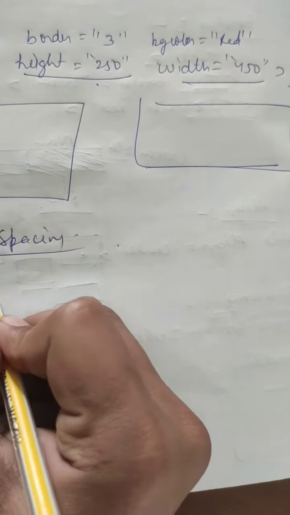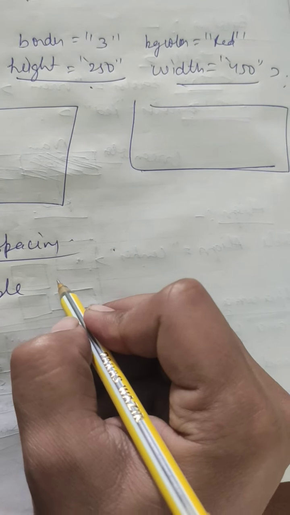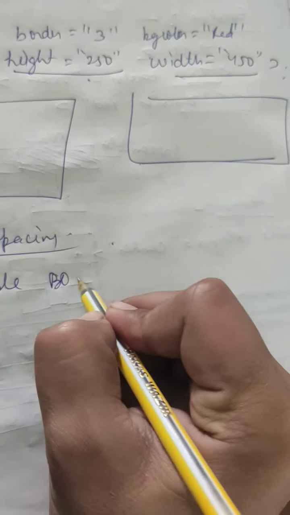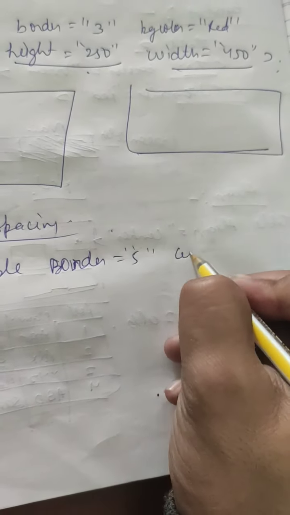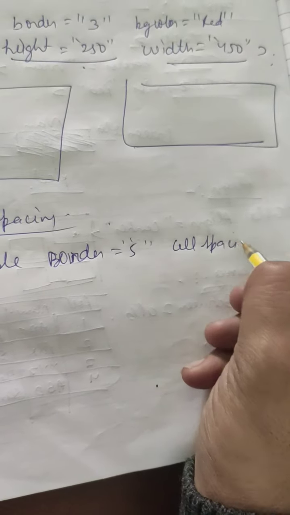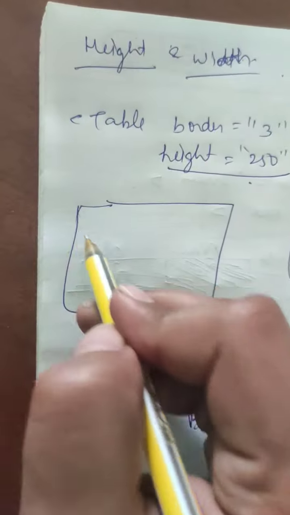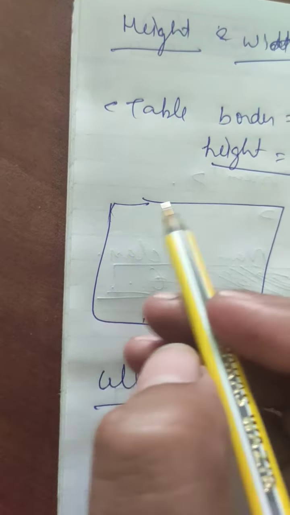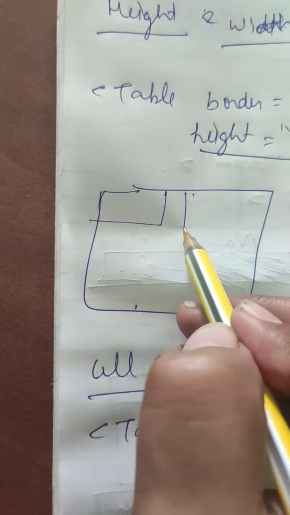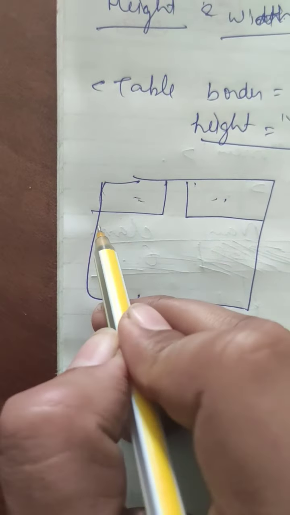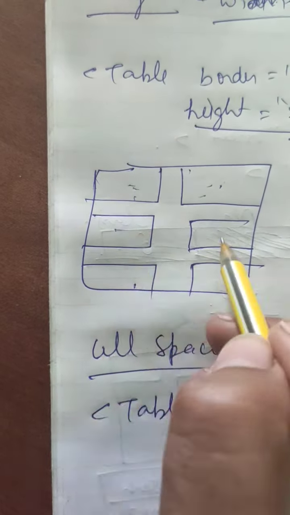Okay, so how we will use it? Table. In a table, suppose I had used border equals to 5, anything, border is equals to 5. In that I use the cell spacing, and suppose I write 10. Now suppose consider that this is a table and inside it is a cell. So cell spacing will tell you the distance between the two cells, like this. This will tell you the space between the two cells.